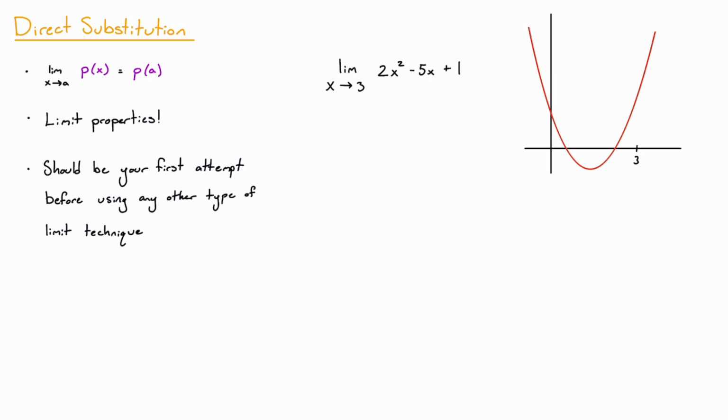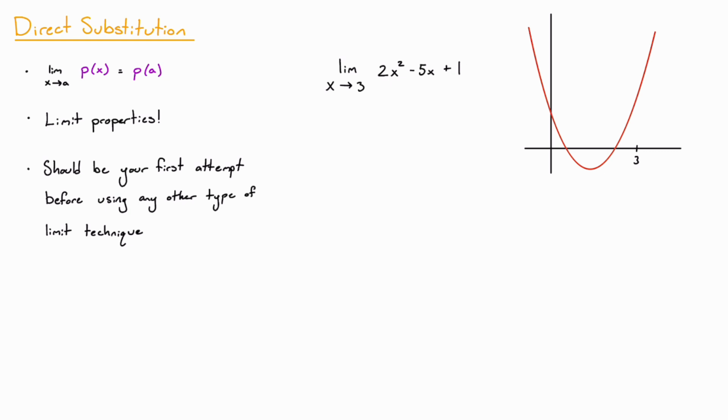We should always be doing the direct substitution first before we go ahead and try any of the other types of limit techniques that we have, just because it might be a problem that you can just plug in the numbers straight away and find the answer without having to do any other algebra or trig techniques to solve the problem. So here we have a graph of this, which is just a parabola that has been moved over a little bit.